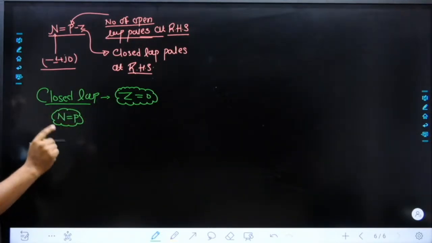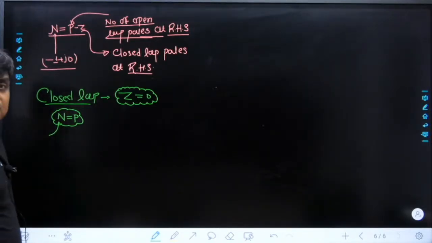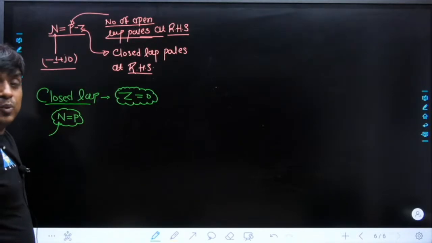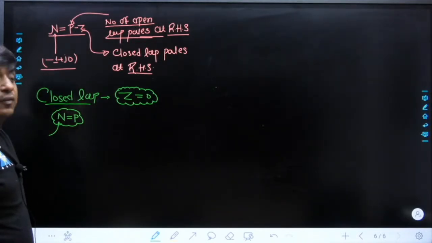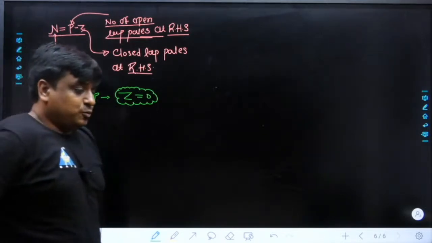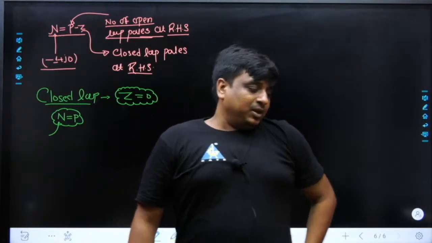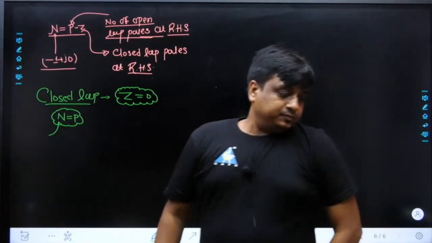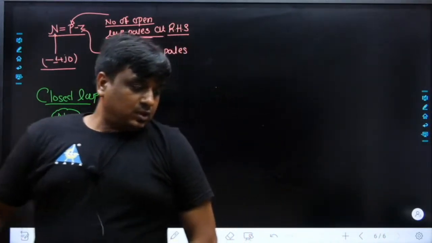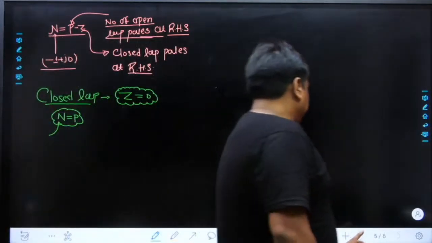That means the number of encirclements of minus 1 plus j0 should always be equal to the number of poles towards the right hand side of the S-plane. Which poles? Open loop poles. Could you understand what exactly we have been communicating over here? Till this point, each and everything must be clear to all of us. Let me focus on this point.